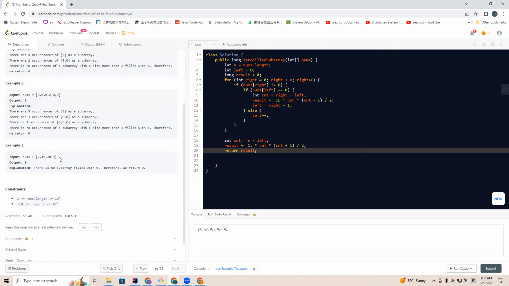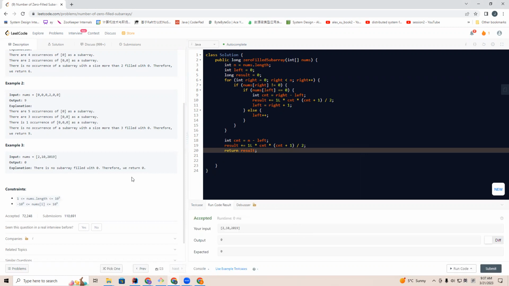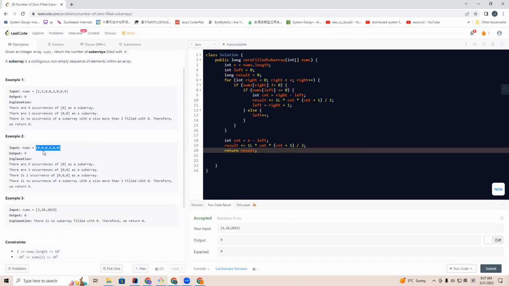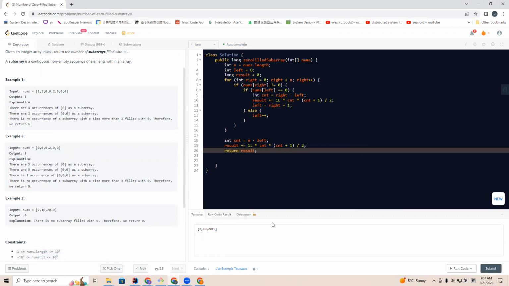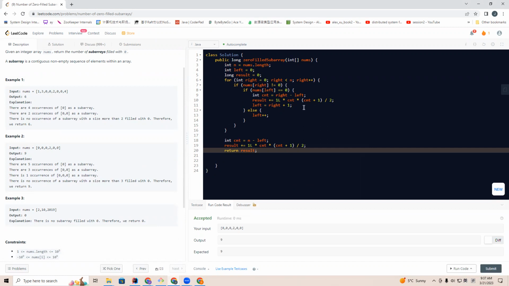Let's try to see some others. With 2 pointers, it will be O(n) in time complexity. Space is constant.